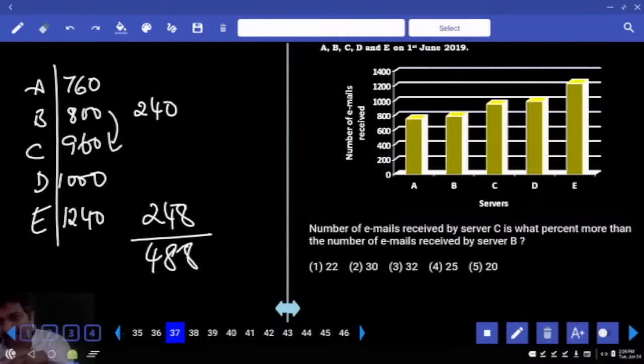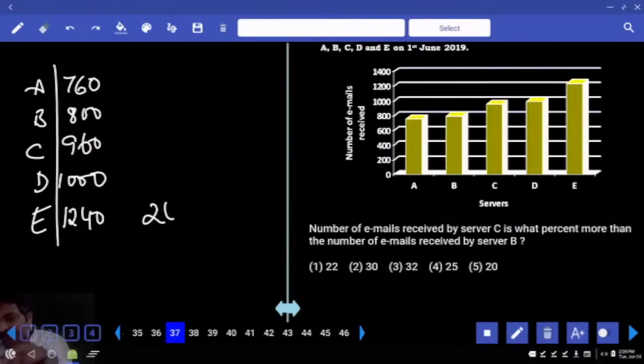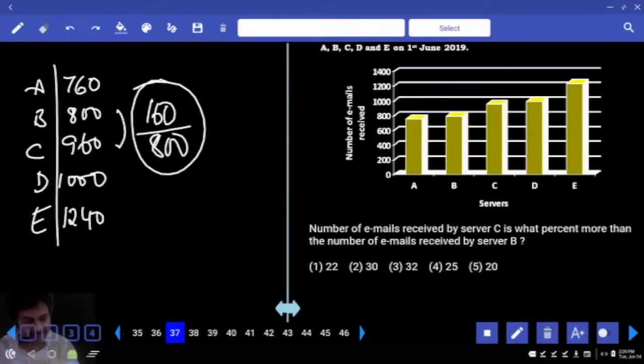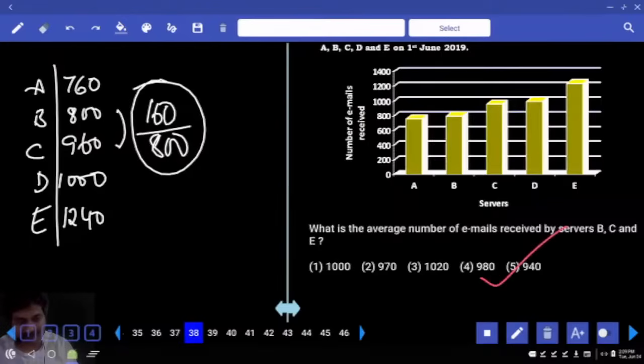The number of emails received by C is what percent more than emails received by B? C is how much more? 160 more. 160 out of 800 is 10% of the denominator 80, and the numerator is exactly double, so 20%.